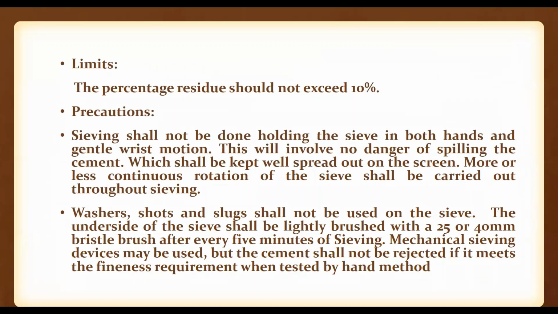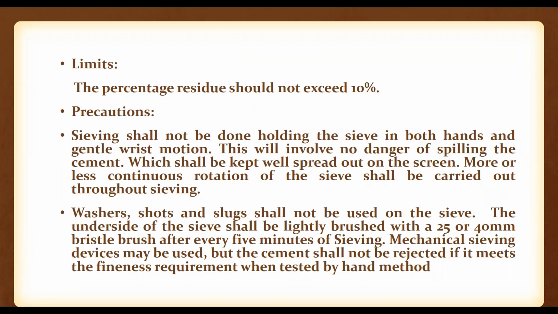Regarding limits, the percentage residue should not exceed 10%, but we had more than 10% because the residue was more. So you have to take fresh cement. As a precaution, sieving should be done holding the sieve in both hands with gentle wrist motion. This involves no danger of spilling the cement. You have to use both hands if you are doing it manually. If you are using the sieve shaker, be very careful that the cap of the sieve is closed properly, otherwise the cement will come out. The cement shall be kept well spread on the sieve. You have to spread it properly.